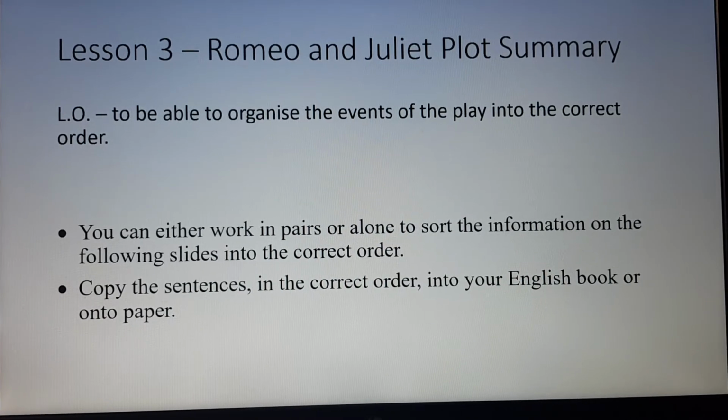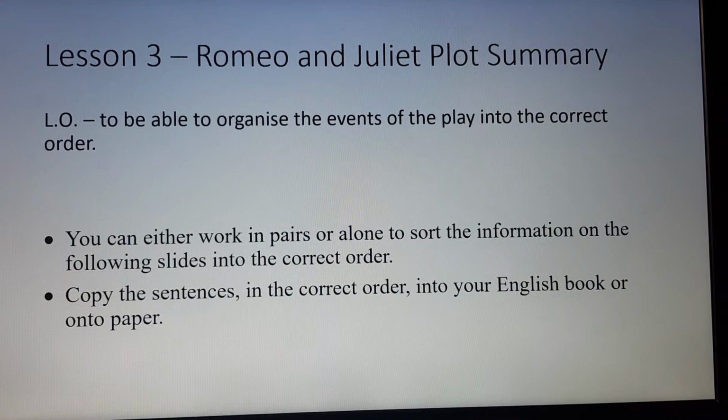So our third lesson on Romeo and Juliet, then, a plot summary. We've done quite a bit of work already in the first two lessons looking at what happens at various stages in this play. So our learning objective today is to be able to organise the events of the play into the correct order. So either working in pairs or alone, you need to sort the information on the following slides into the correct order and then copy the sentences in the correct order into your English book or onto paper.